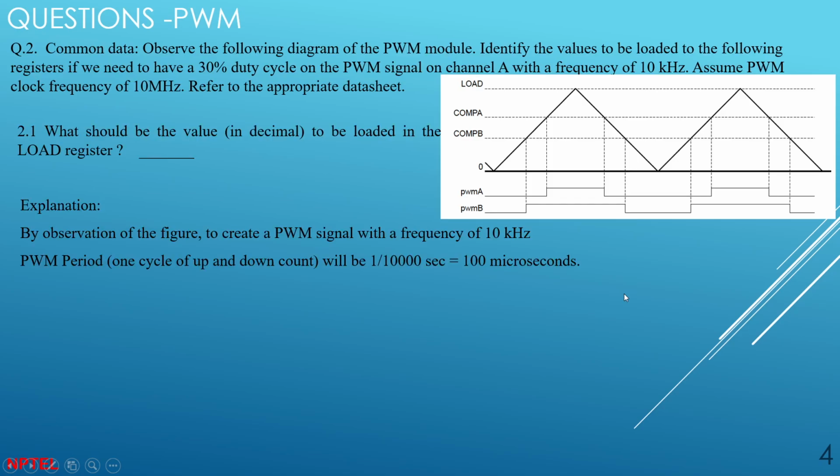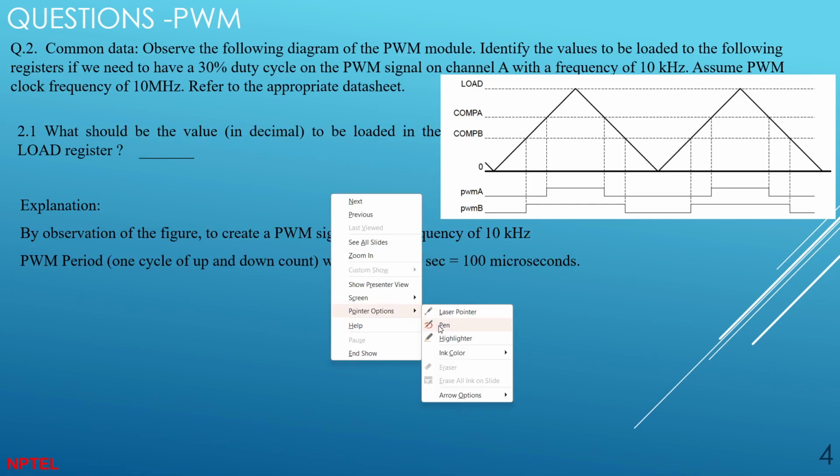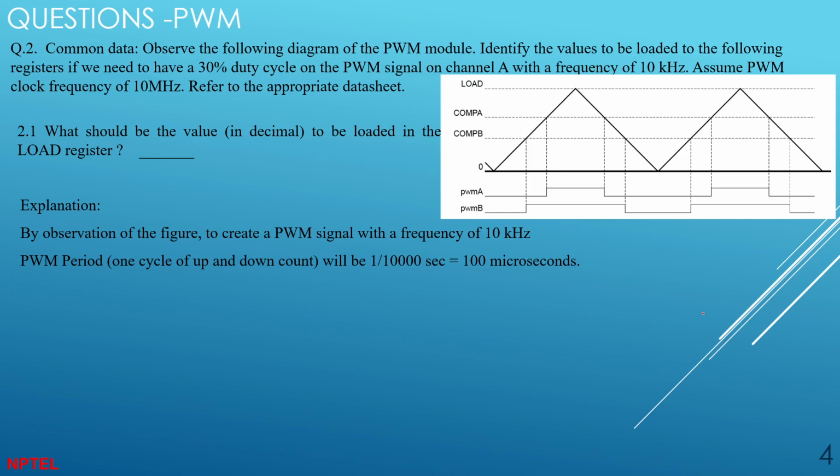The thing is, your microcontroller is running very fast. Mostly PWM is required to run some kind of a motor, and these motors can take up to a frequency of around 1000 hertz.